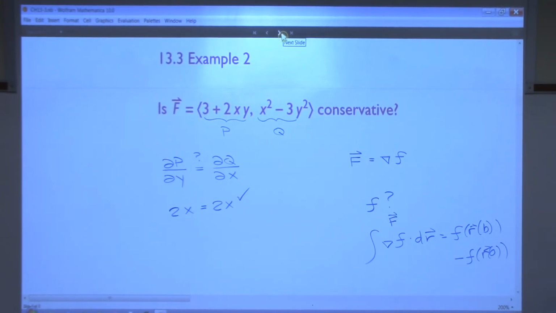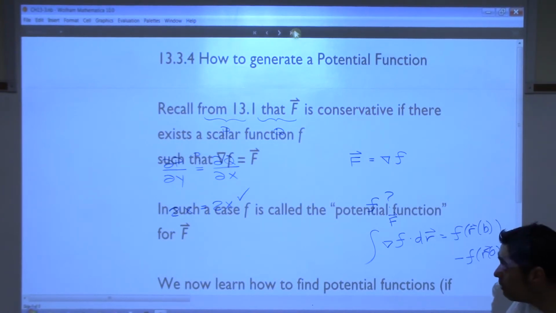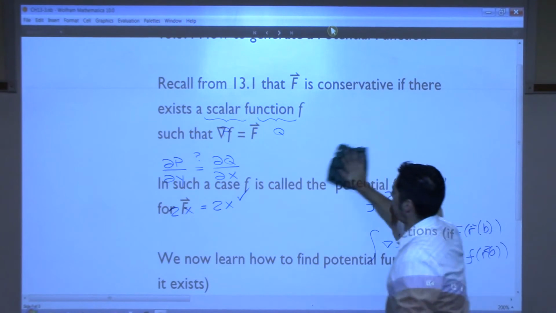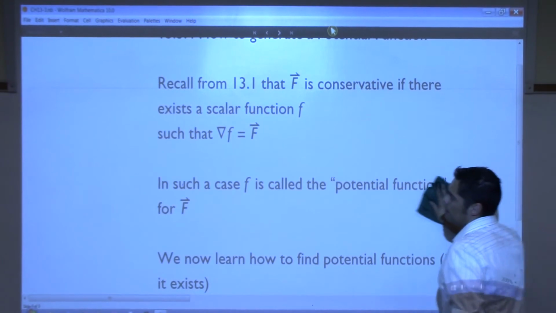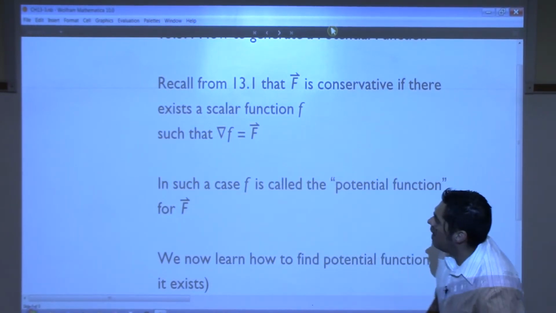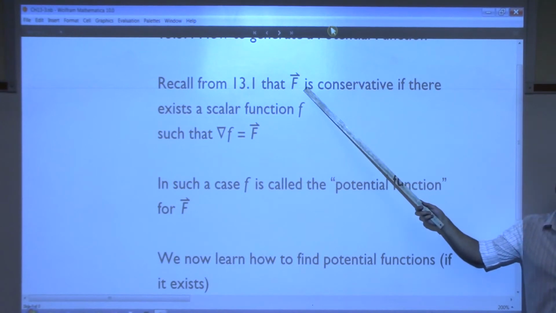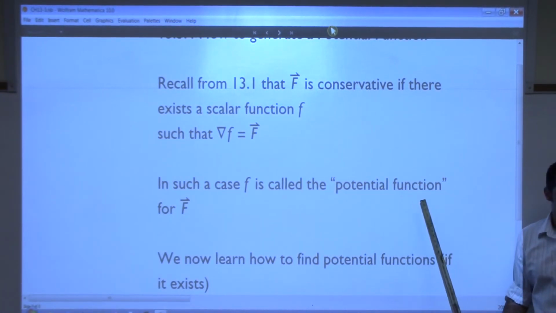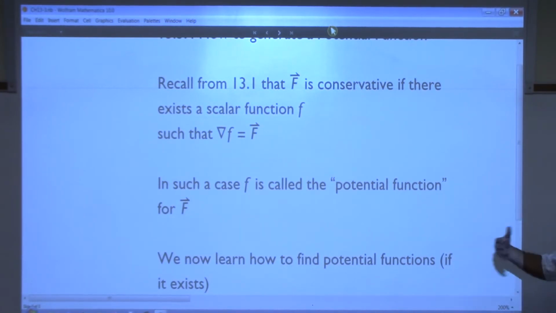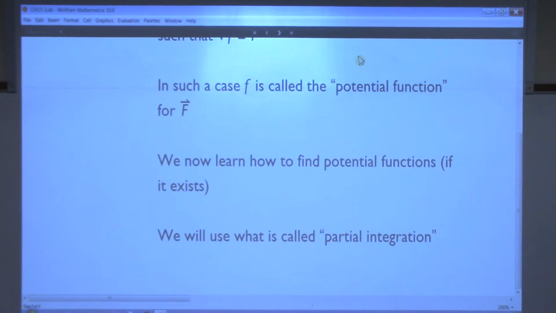So if it's not conservative, it's a no-go? If it's not conservative, then there's no need to go look for it. All right. So if you know that capital F is conservative, then we want to find the little f that creates that vector field. And that little f is called the potential function. That's what we call it. And now we actually go through the process of how you find potential functions. And we use what's called partial integration. Not partial differentiation, but partial integration.